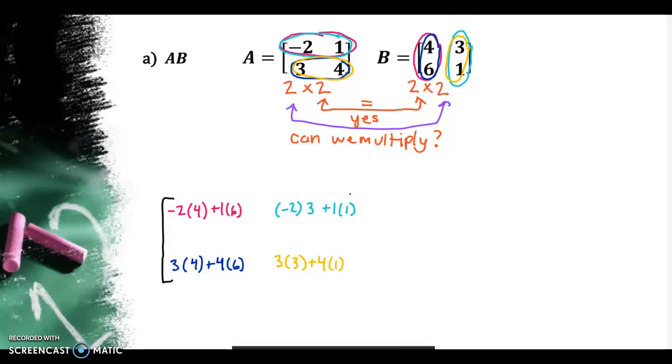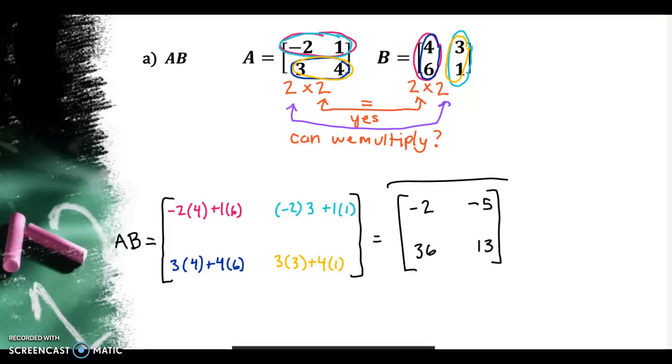And that is our matrix AB, but we need to simplify. Those aren't pretty entries. So we just multiply and add, and we'll end up getting -2, -5, 36, and 13 as our solution for the matrix A times B. Okay, so that was one example. Let's go ahead and look at another.